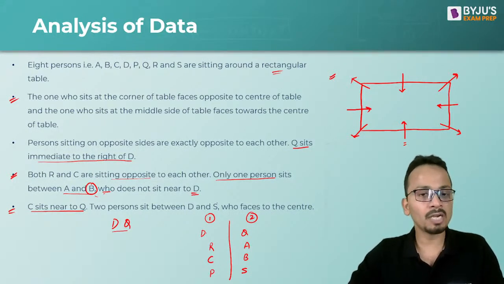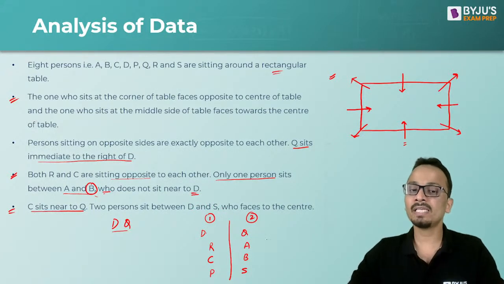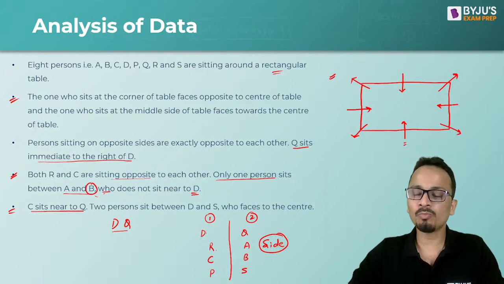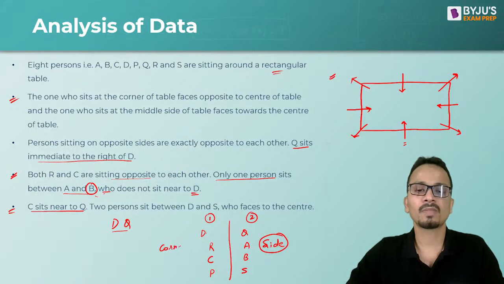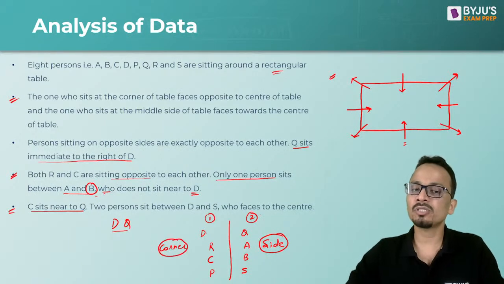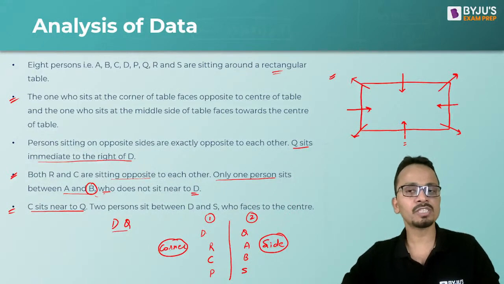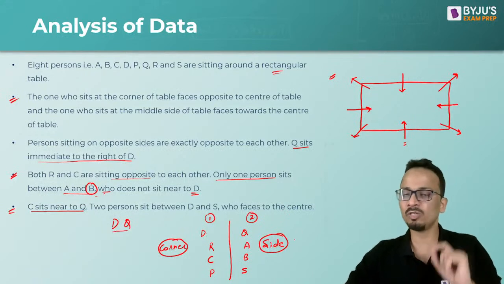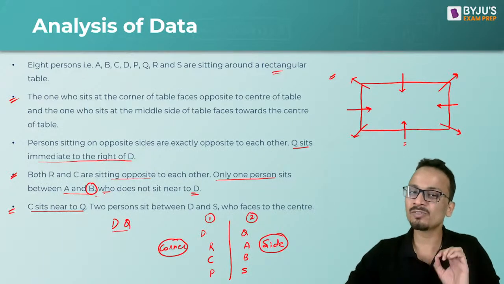Now the last part of the statement: S who faces the center. So S center को face कर रहा है. That means group 2 are the people who are sitting on the side and group 1 are the people who are sitting in the corner. Okay, because S is the person who is facing towards the center. Okay, so center की तरफ कौन face कर रहा है? जो side पे बैठे हैं. All right, so people who are sitting on the sides of this table are facing towards the center. So S is facing towards the center.